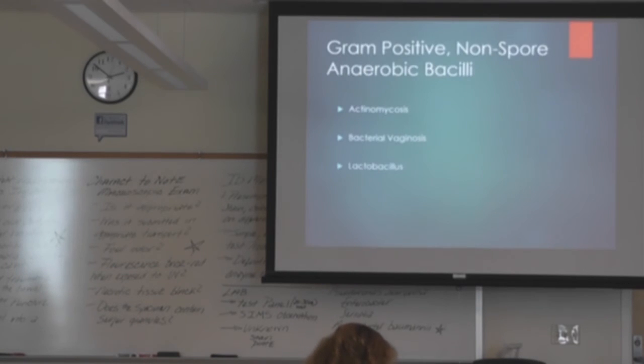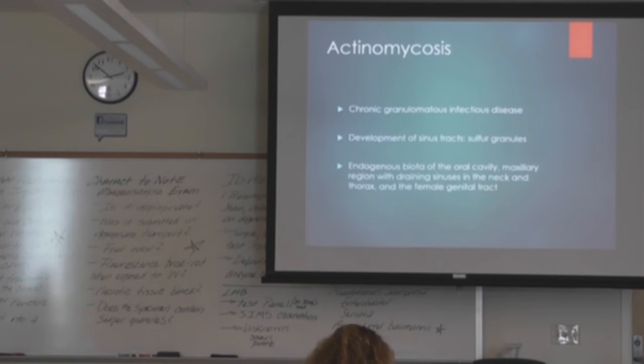All right, these are going to be your gram-positive non-spore anaerobic bacilli, just right here. So you need to know these three. On our first one, this is going to cause a chronic granulomatous infectious disease, with development of sinus tracts. This is where you get the sulfur granules, okay? Wet mounts are usually useful for identifying it. And it's considered part of endogenous flora, but it's also considered opportunistic as well, okay?